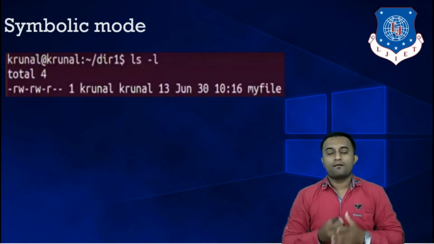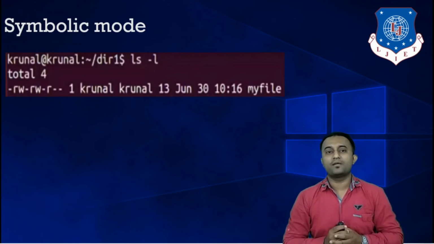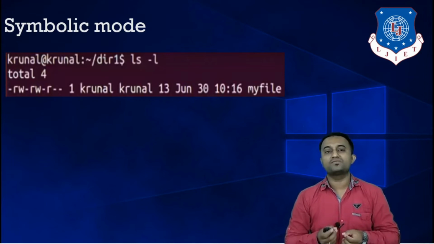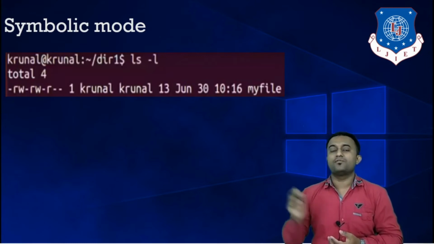In the case of symbolic mode, first of all I have fired one command, ls -l. ls stands for list, and -l is one option that you can use with the ls command. It is nothing but long listing format. Once you fire ls -l, it shows whatever content we have in the existing directory. Right now I am in directory 1, which contains only one file, so that's why it retrieves only one row.